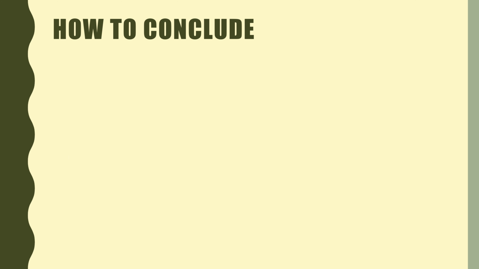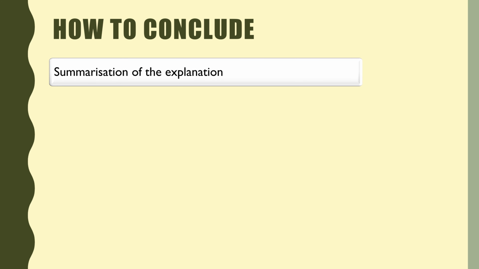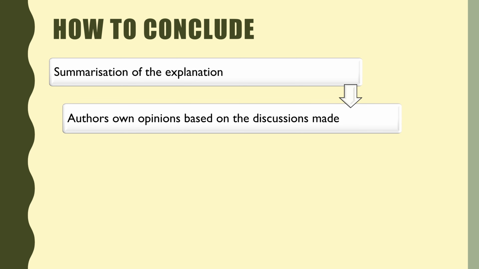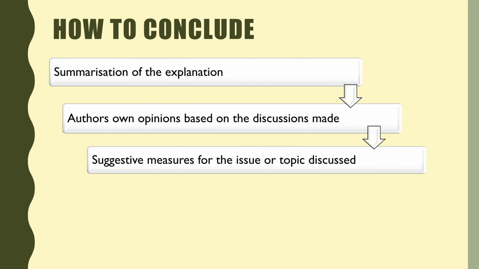Now let's see how to conclude a paragraph. In the conclusion, you can summarize the explanation which you have given in the body part. Whatever you have explained, you can summarize in one or two lines and put into the conclusion. You can also write your own opinions based on the discussions made. In the body part, you are only representing the facts or opinions of some other person. But in the conclusion, you can form your own opinion from the discussions in the body. The conclusion can also have suggestive measures for the issue or topic which you have discussed.